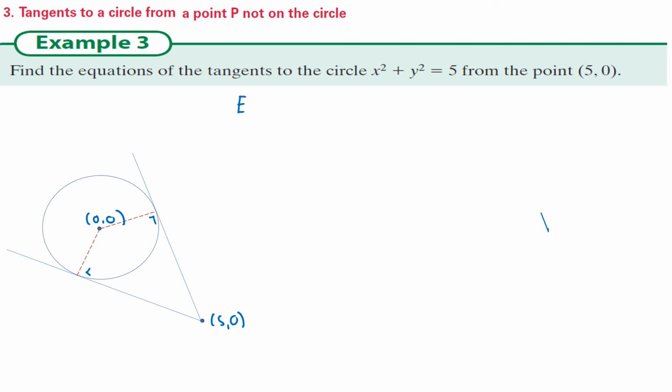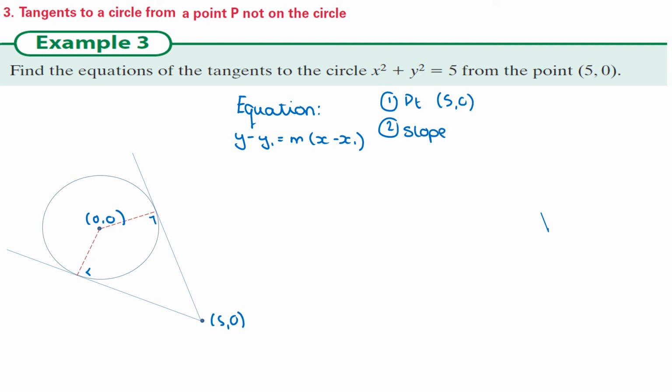So we want the equation of the tangent. In order to get the equation of a tangent, which is a line, we're going to use y minus y1 equals m bracket x minus x1. And the two things you need to put in there, it's a point, which we know because the point 5, 0 is on it, and we also need a slope.